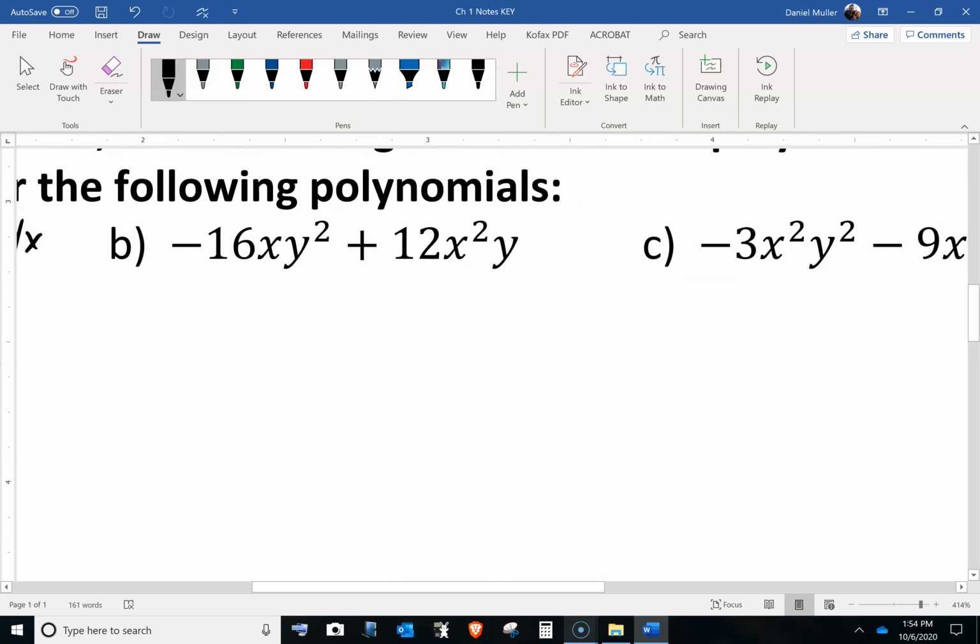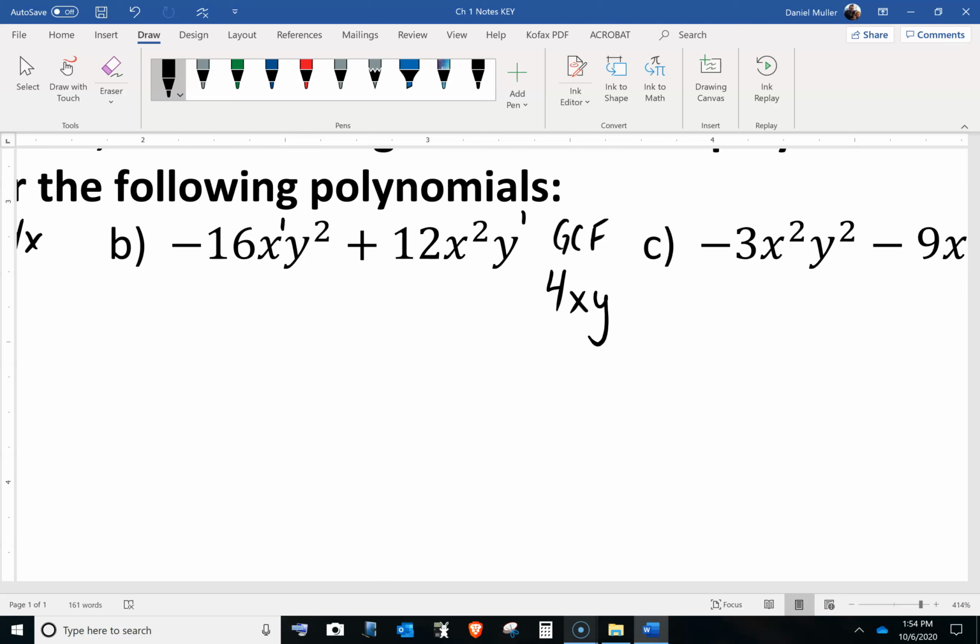So we need to figure out what is the GCF. What can these both be divided by? Well, they both can be divided by 4. This has an x to the 1 and an x squared, so the x to the 1 is the smallest. y squared, y to the 1, so y to the 1 is the smallest. So this is the GCF.